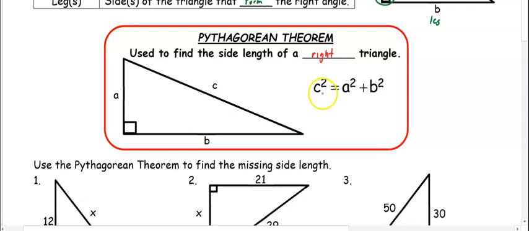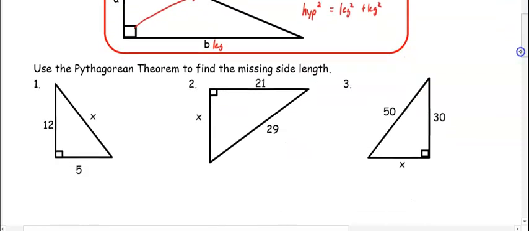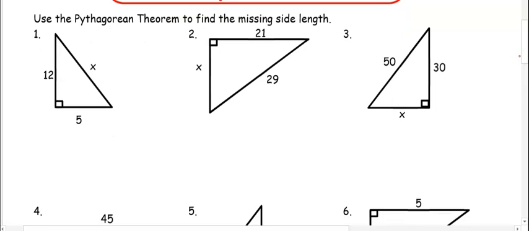Pythagorean theorem is c squared equals a squared plus b squared. Another way to think about this is hypotenuse squared equals leg squared plus leg squared. Your hypotenuse is always going to be the side across from the right angle, and it is always going to be by itself in the equation. So use Pythagorean theorem to find the missing side length.